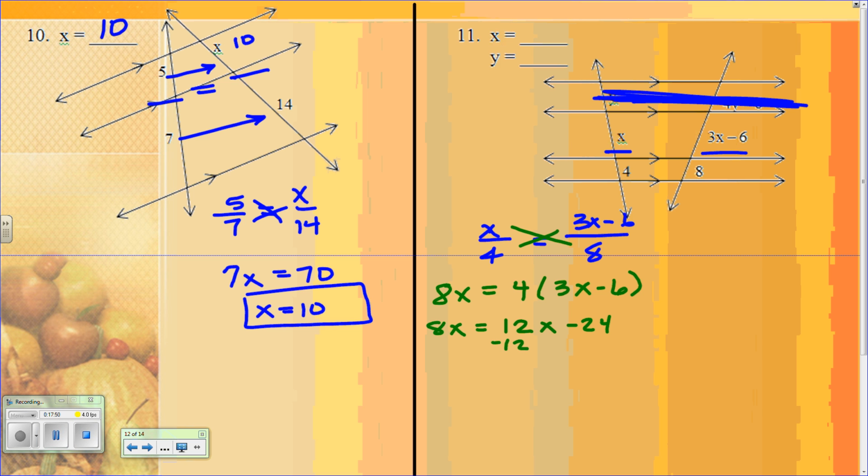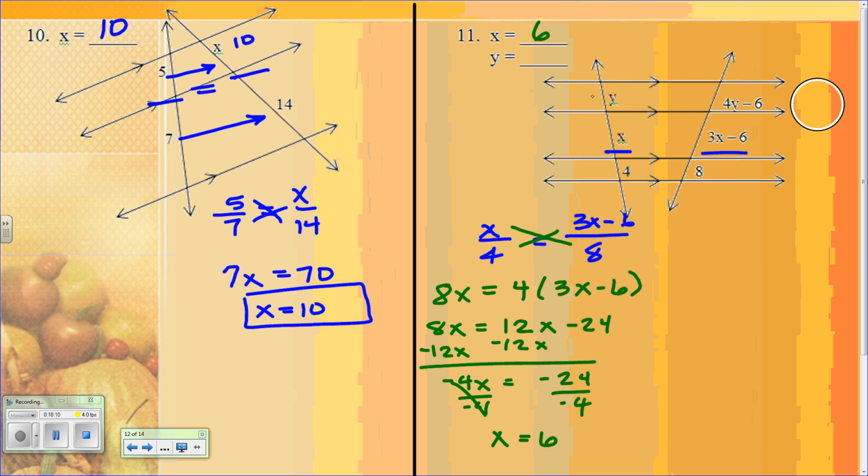So if I subtract 12x from both sides, I get negative 4x equals negative 24. Divide both sides by negative 4. And I get that x is 6. So now I know that x is 6. So now I can go back up here and find my y value, because this time I'm going to pretend that the x is gone. Okay?